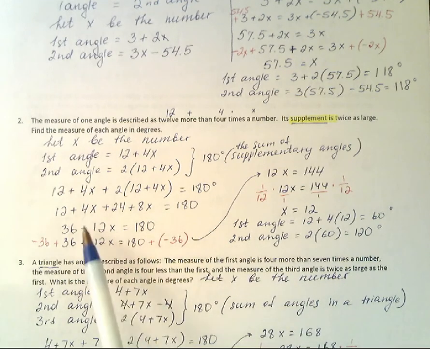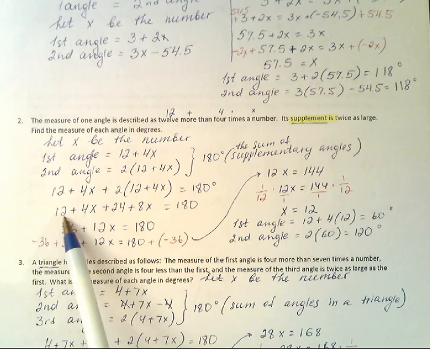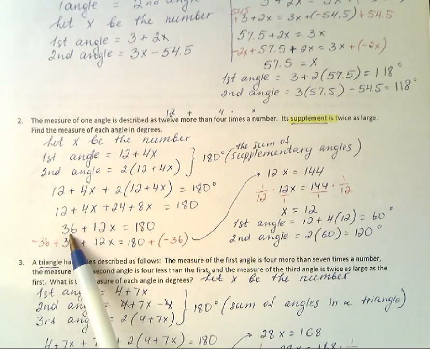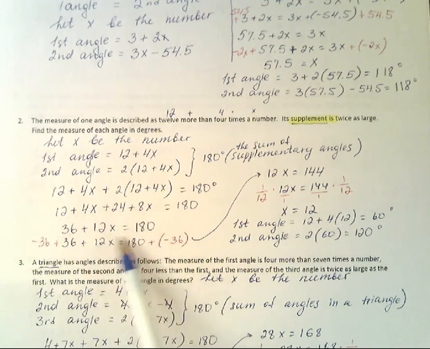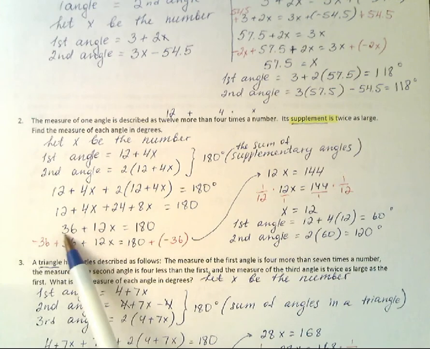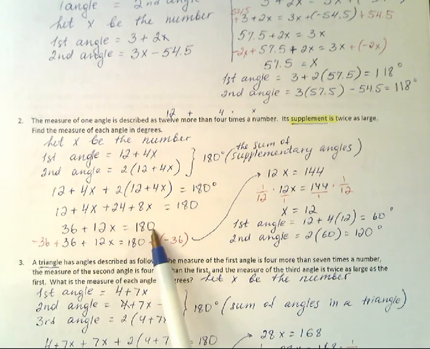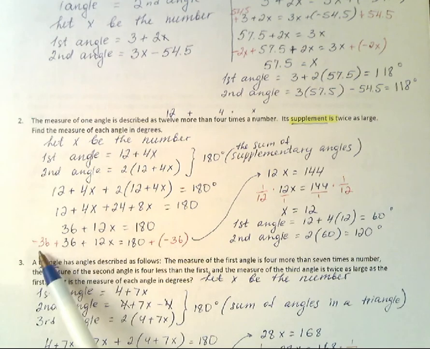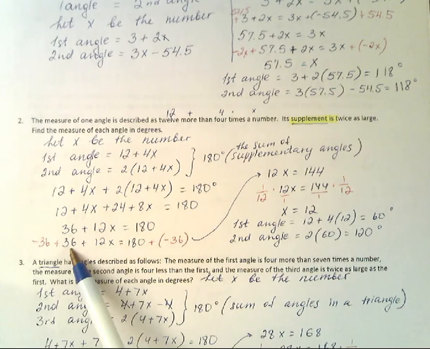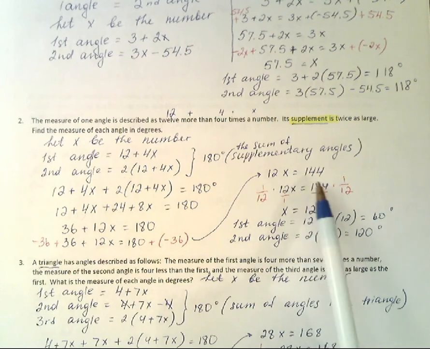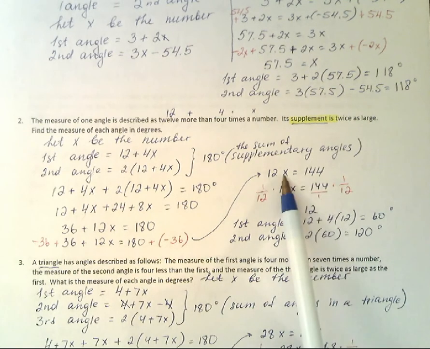From there, I combined like terms. 12 and 24 make 36. 4x and 8x equal 12x. 36 plus 12x is 180. Here you have your two-step equation. You would add negative 36 to both sides of the equation to get rid of 36 on the left side and isolate 12x this way. 12x would equal 144. And then you would multiply to have 1x.